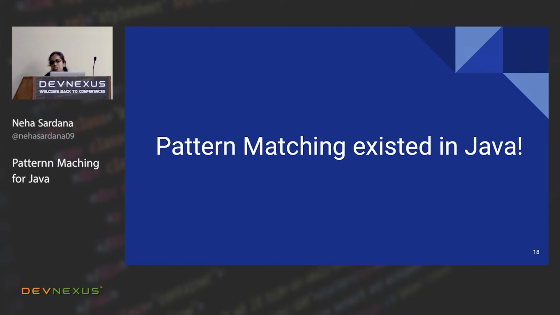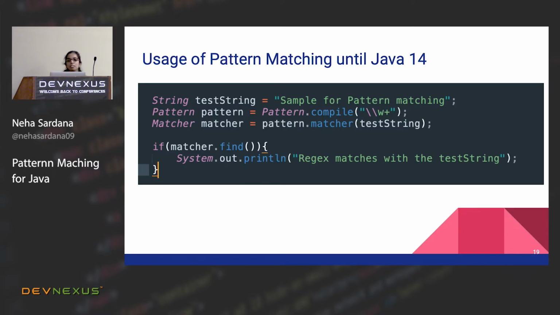Did you know pattern matching existed in Java? Anyone before Java 14? It existed in a different form actually. If you look at the usage of pattern matching until Java 14, if you remember, finding a string with regex used to be like this.